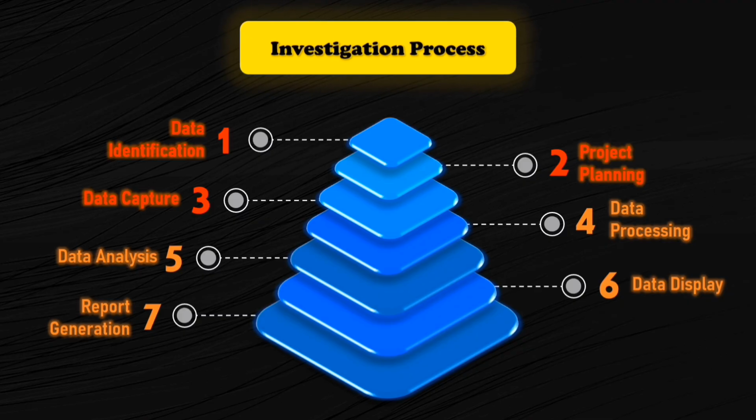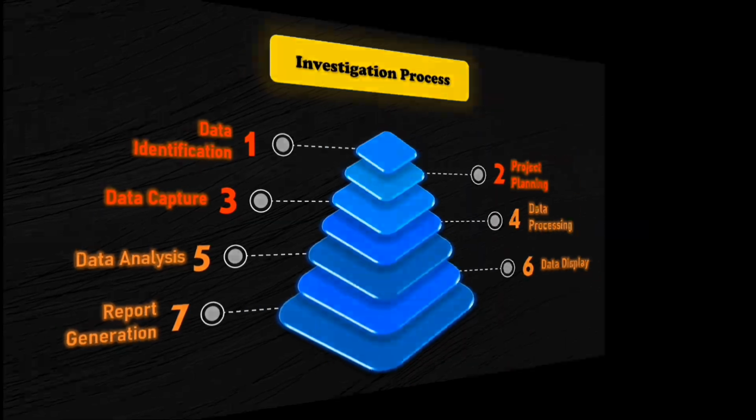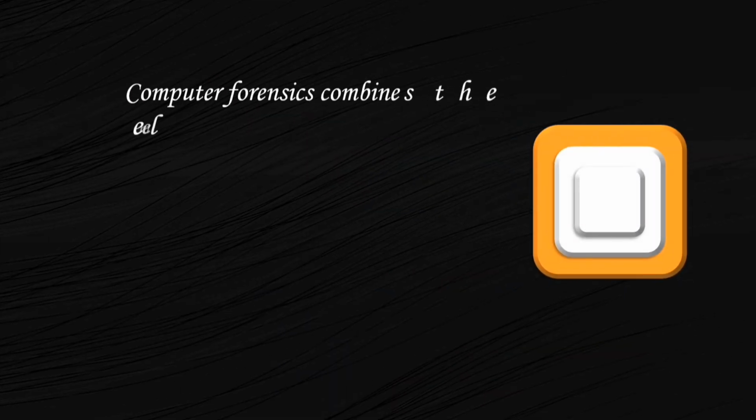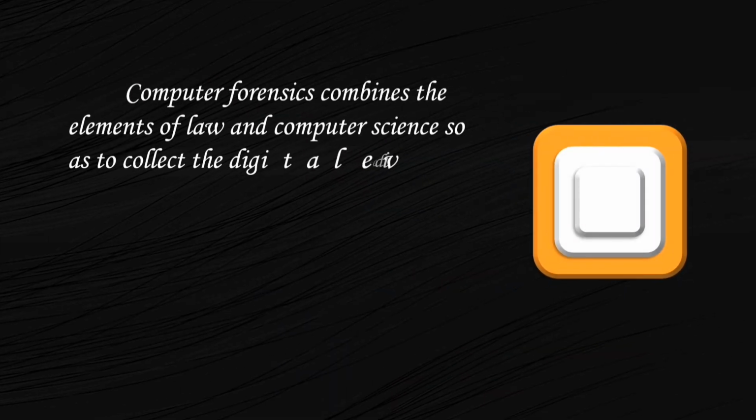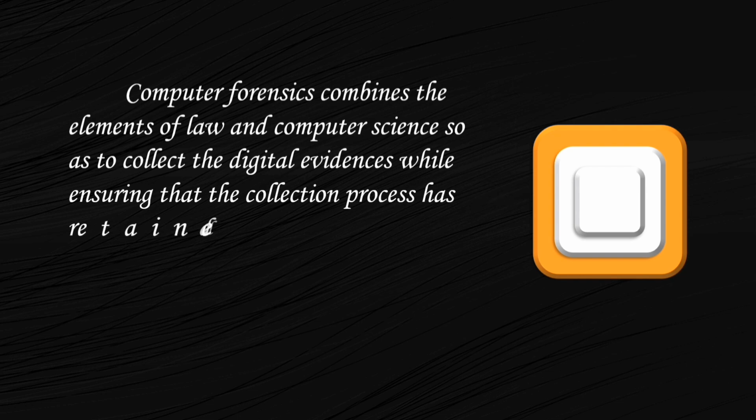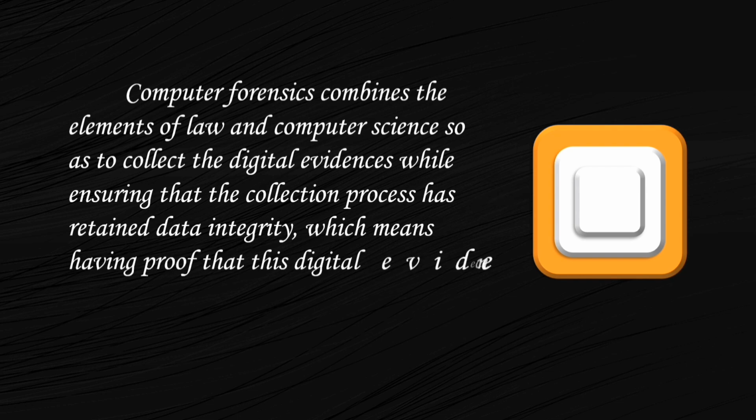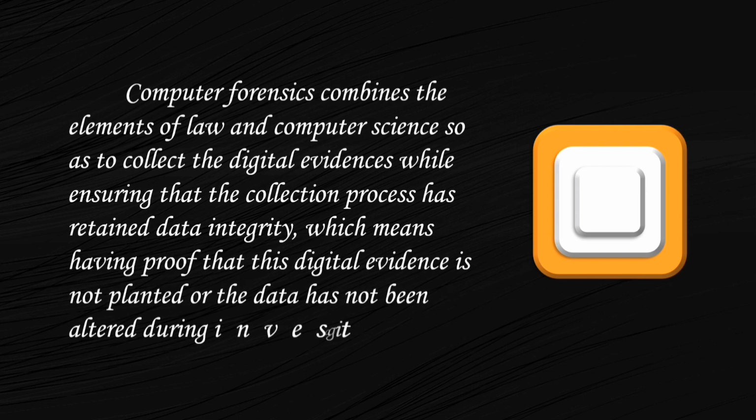Investigators examine the processed data to answer the specific questions posed in the planning phase. These findings are presented clearly and concisely, and a formal report is compiled detailing the entire investigation process. Here, computer forensics combines elements of law and computer science to collect digital evidence while ensuring that the collection process has retained data integrity, which means having proof that this digital evidence is not planted or the data has not been altered during investigation.